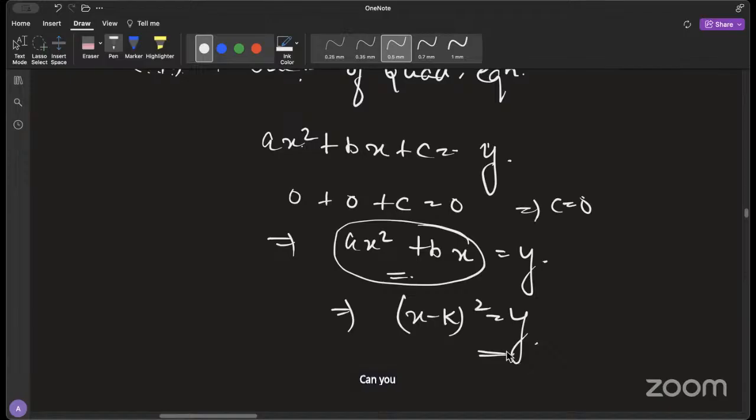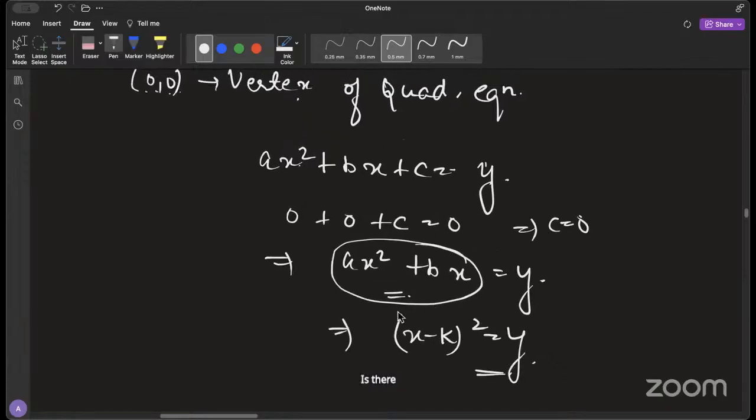Can you follow till this point? Is there a doubt till this point? But we're doing things very roughly, but you should know why these things are happening. Ma'am, where is this k coming from? Which one? This k.